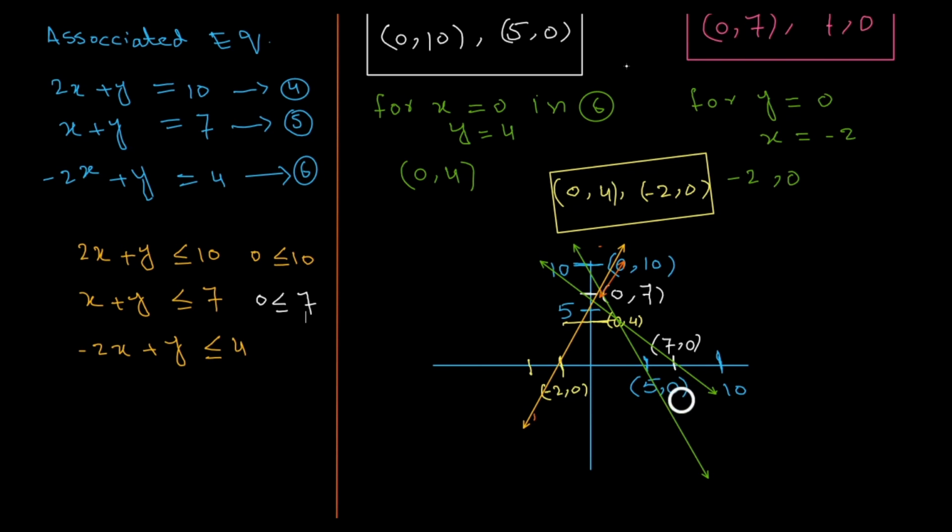And the third line, if you check over here, what is the third point? The third points over here are 0 comma 4 and minus 2 comma 0. If I put x equal to 0, y equal to 0, this means that 0 is less than or equal to 4, which means that this line also has its solution toward the origin. So where is this line? This is the line which is passing through 2 points, minus 2 comma 0 and 0 comma 4.